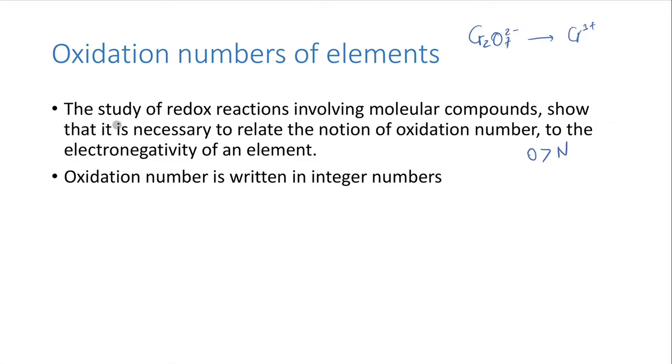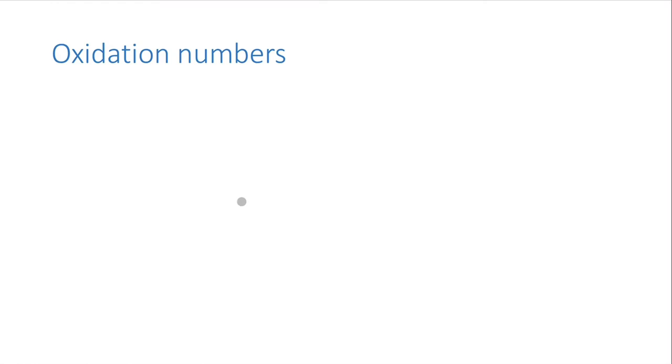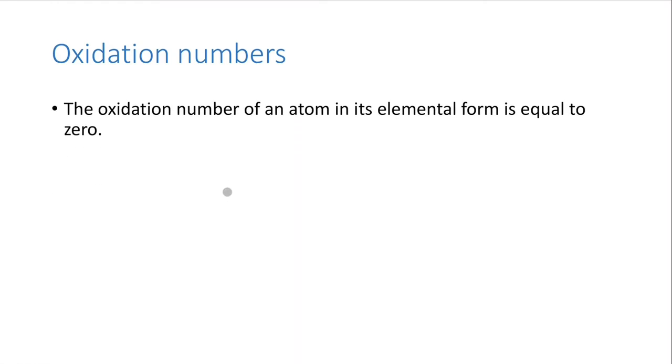So what is the oxidation number? The study of redox reactions involving more complex compounds shows that it's necessary to relate the notion of oxidation number to the electronegativity of an element. Oxidation number is written as an integer. We will talk about how to calculate oxidation numbers, and then we will move on to apply them. So first, how to calculate the oxidation numbers.